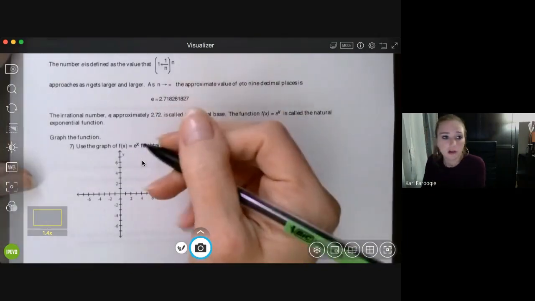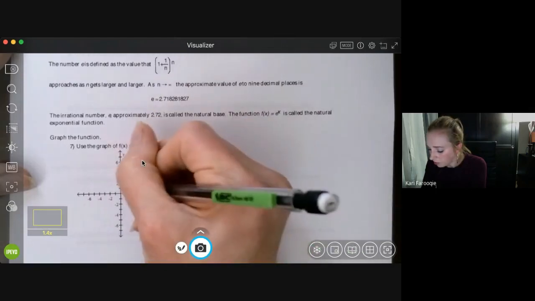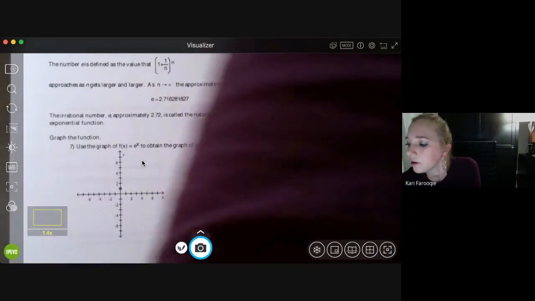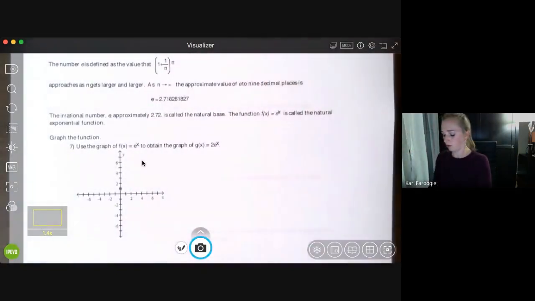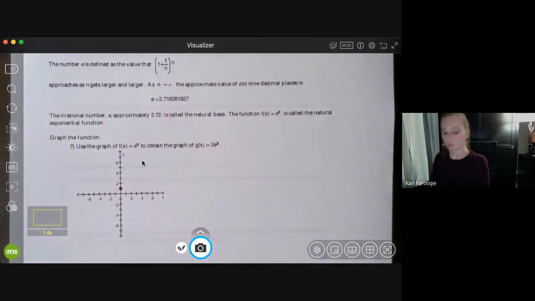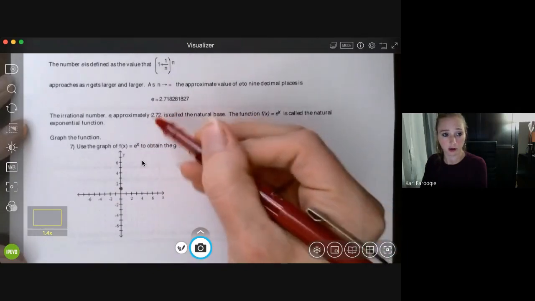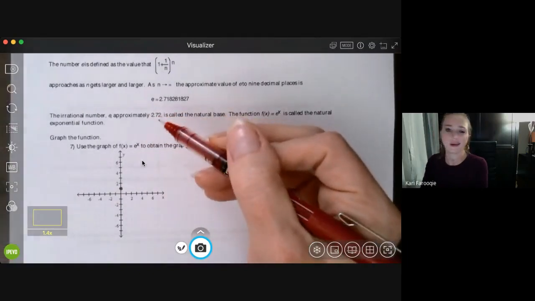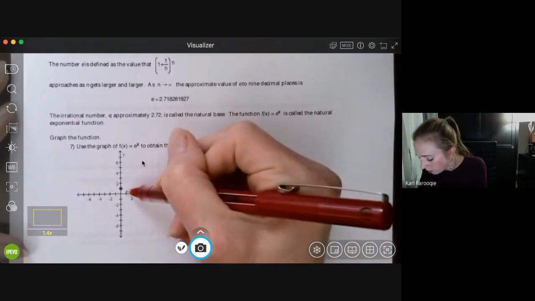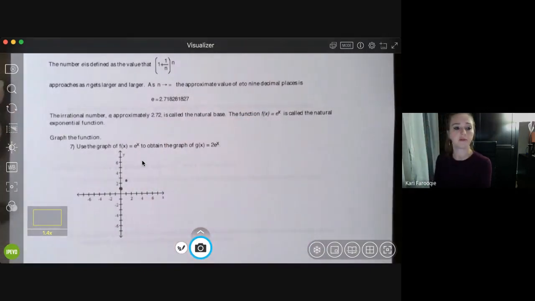You know that any real number to the 0 power is 1. So this function is still going to have the point (0, 1). Maybe I'll put this in another color so we can differentiate. And then if x equals 1, we just have e to the first power, which is about 2.72. You can't get that specific on your graph anyway, so do the best you can. If x is 1, then y is about 2 3/4, right there.